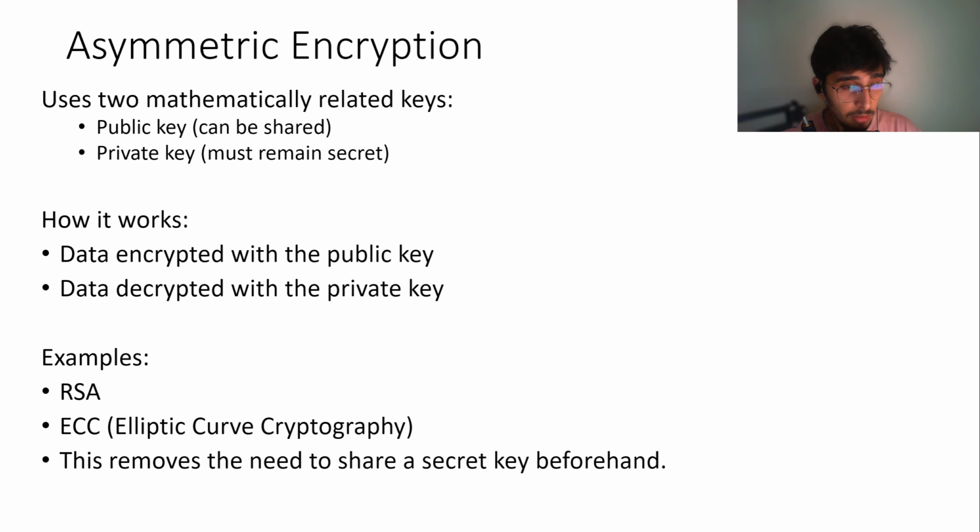To solve that problem, we have asymmetric encryption. Instead of one key, it uses two keys, a public key and a private key. The public key can be shared with anyone, but the private key is kept secret. So if someone encrypts your data using your public key, only your private key can decrypt it.